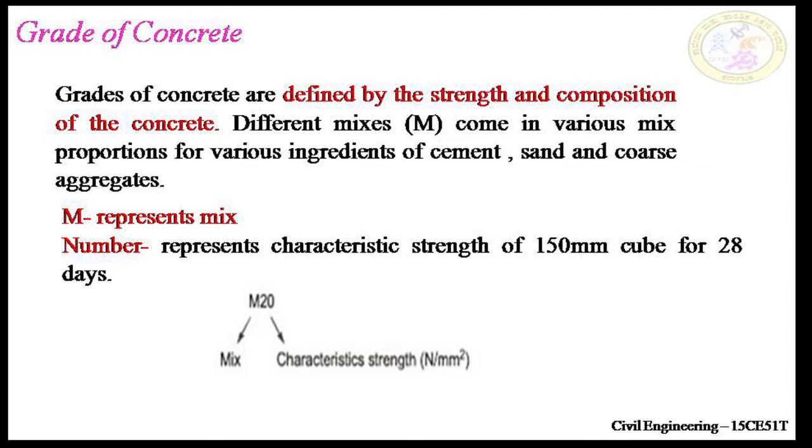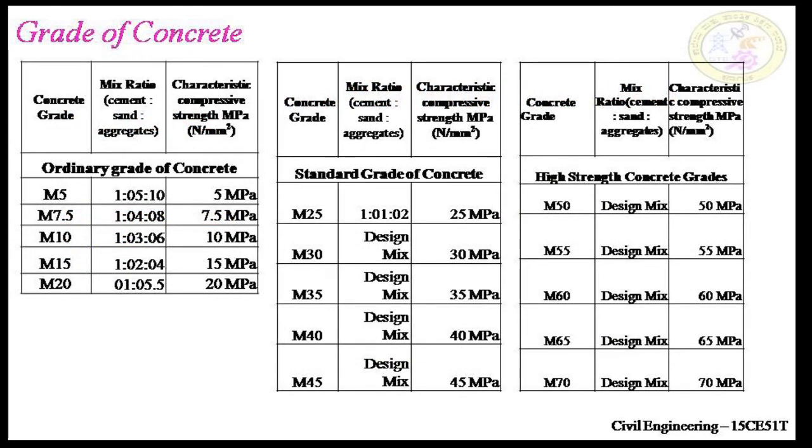Various mix proportion for various ingredients of cement, sand and coarse aggregate is given by the code. Here M stands for mix and number represents characteristic strength of 150 mm cube for 28 days. So these are the grades given in the code. We have ordinary grade concrete, standard grade concrete and high strength concrete. Ordinary grade concrete starts from M5 to M20, whose characteristic strength is given in MPa or Newton per mm square. So here M represents the mix and the number represents the characteristic compressive strength of the concrete.